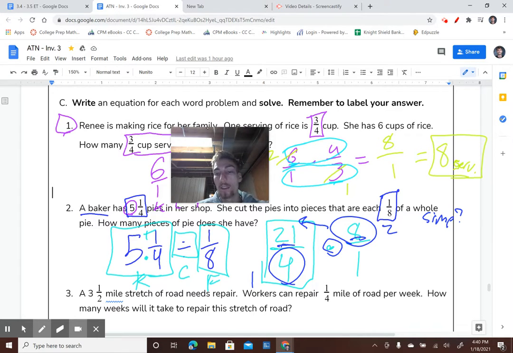And so here, when I have 21 times 2 now, I'm going to have 42 on top. And then when I do 1 times 1 on the bottom, I'm going to get 1. So 42 over 1 is equivalent to 42. And that would be my final answer. So there's 42 slices of pie in those 5 1/4 pies in her shop. So hopefully this is making sense.